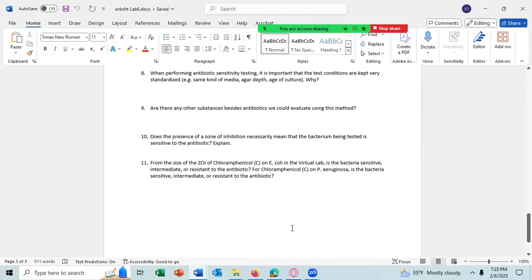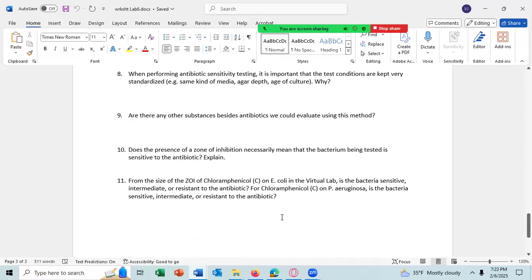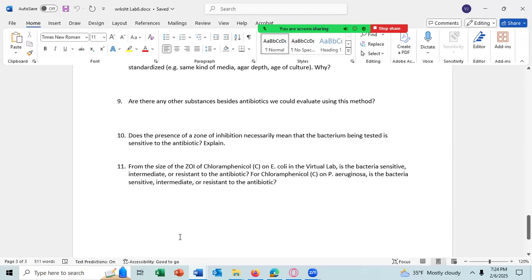All right, 11. From the size of the zone of inhibition of chloramphenicol used on E. coli in the virtual lab, is the bacteria sensitive, intermediate, or resistant to the antibiotic? For chloramphenicol used on Pseudomonas aeruginosa, is the bacteria sensitive, intermediate, or resistant to the antibiotic? And that's question 11, which you will have this one.